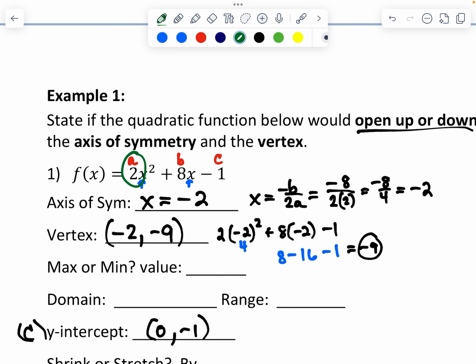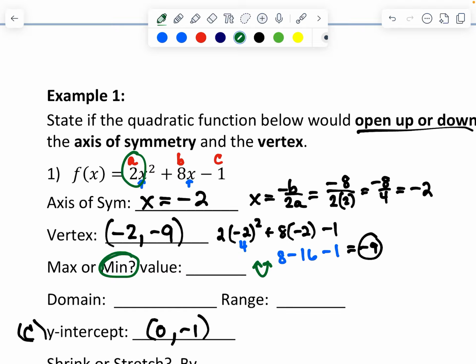Since 2 is positive, then it's going to be a max or a min. Okay, so in this one, 2 is positive. This one is going to be a minimum because it's going to open up. Hopefully I didn't just confuse you as I said all that stuff wrong. So it's a minimum because A is positive, it opens up.